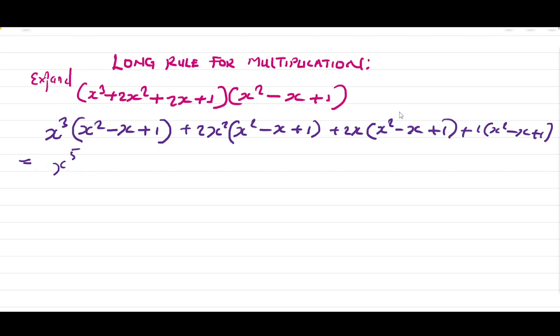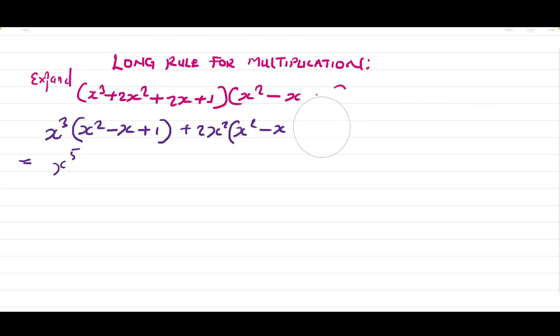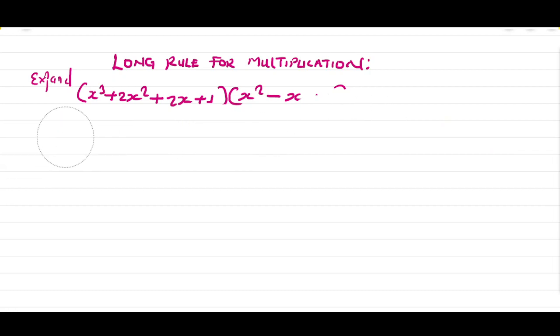But there is a quick method that is popular in old mathematics textbooks, and it is called the long rule of multiplication. So let's say x squared minus x plus 1. For the long rule of multiplication, the algorithm is this: take the first expression, the one with the highest power of x, and write it down: x cubed plus 2x squared plus 2x plus 1, and then the other one below it.